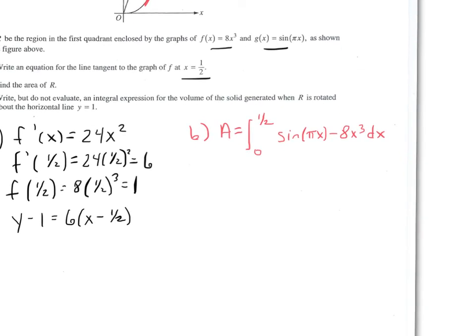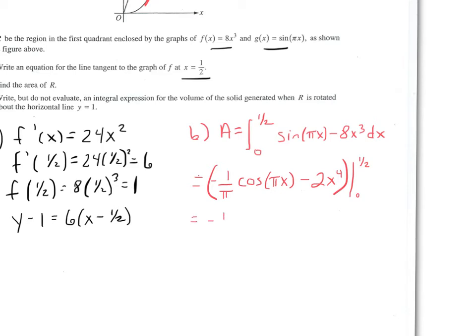So now we evaluate this. The integral of sine pi x, if you want to do a little bit of u sub on the side, go right ahead. But you should get negative 1 over pi cos of pi x, and then minus 2x to the 4th, and we're evaluating this from 0 to 1/2.